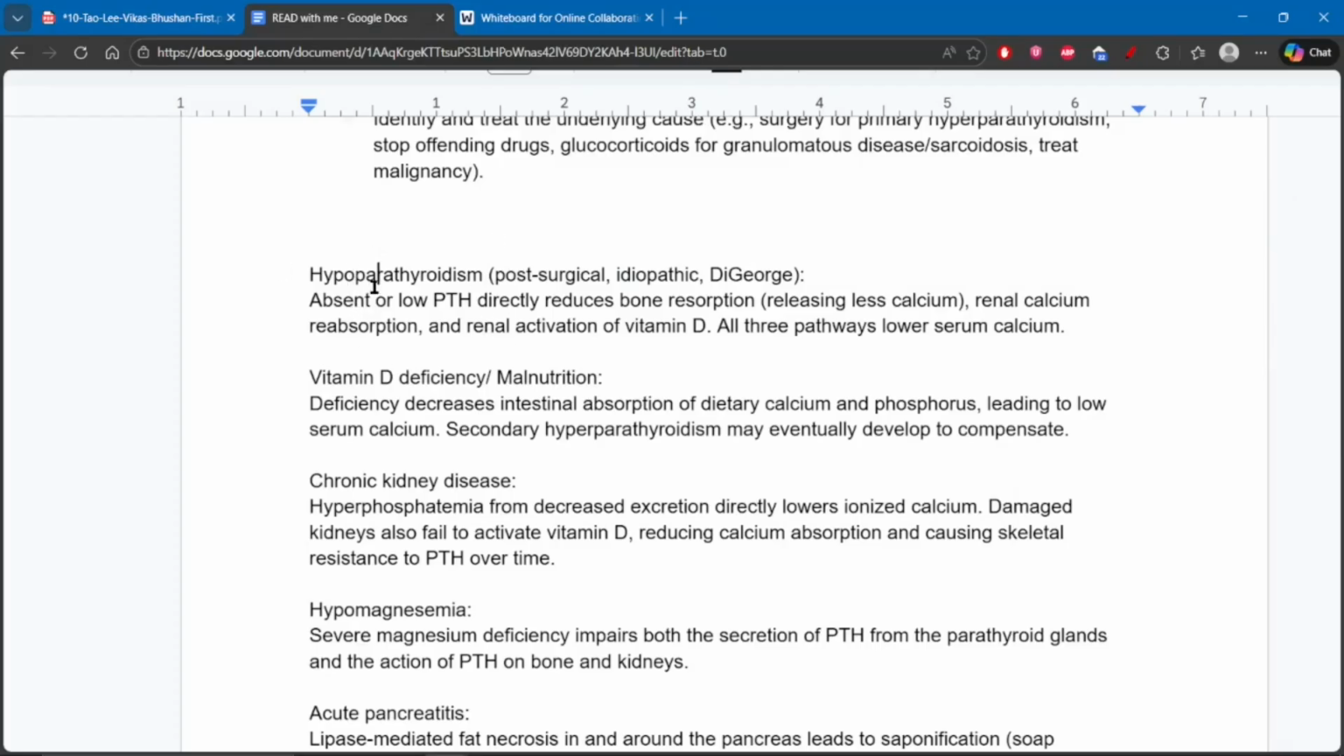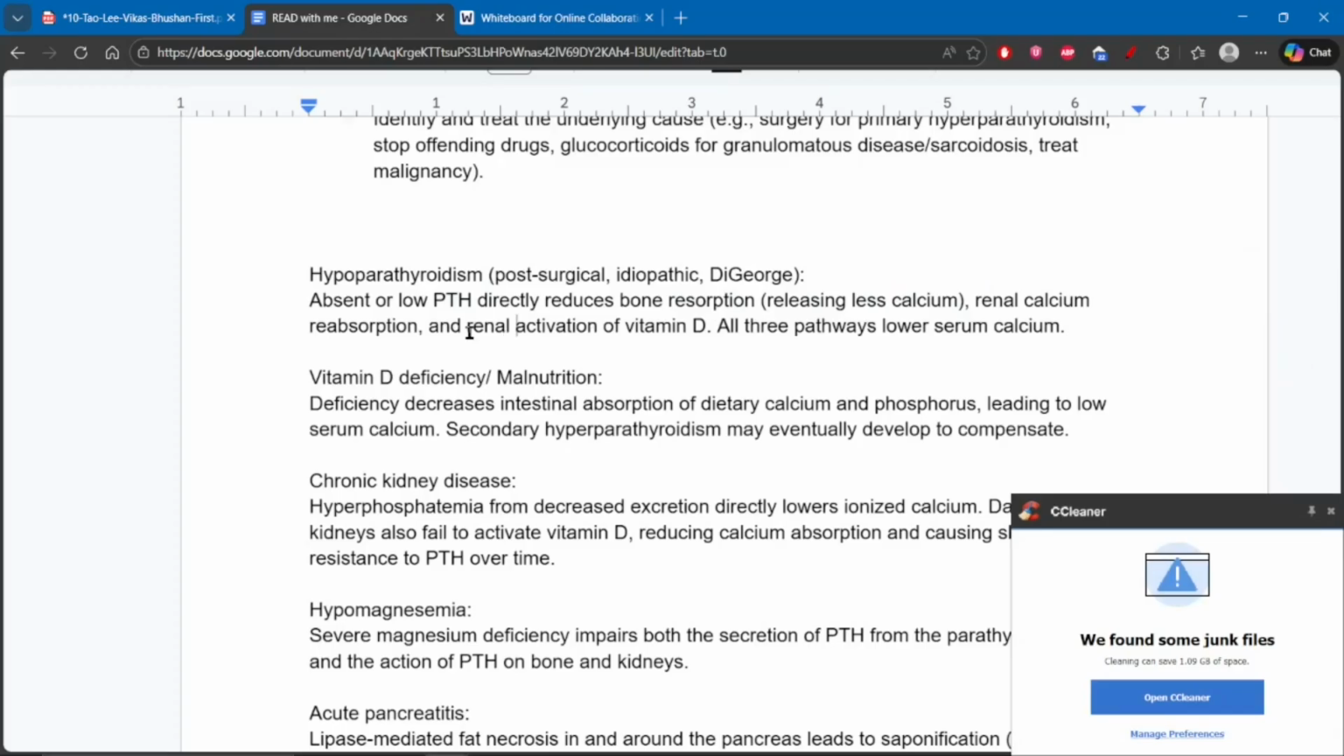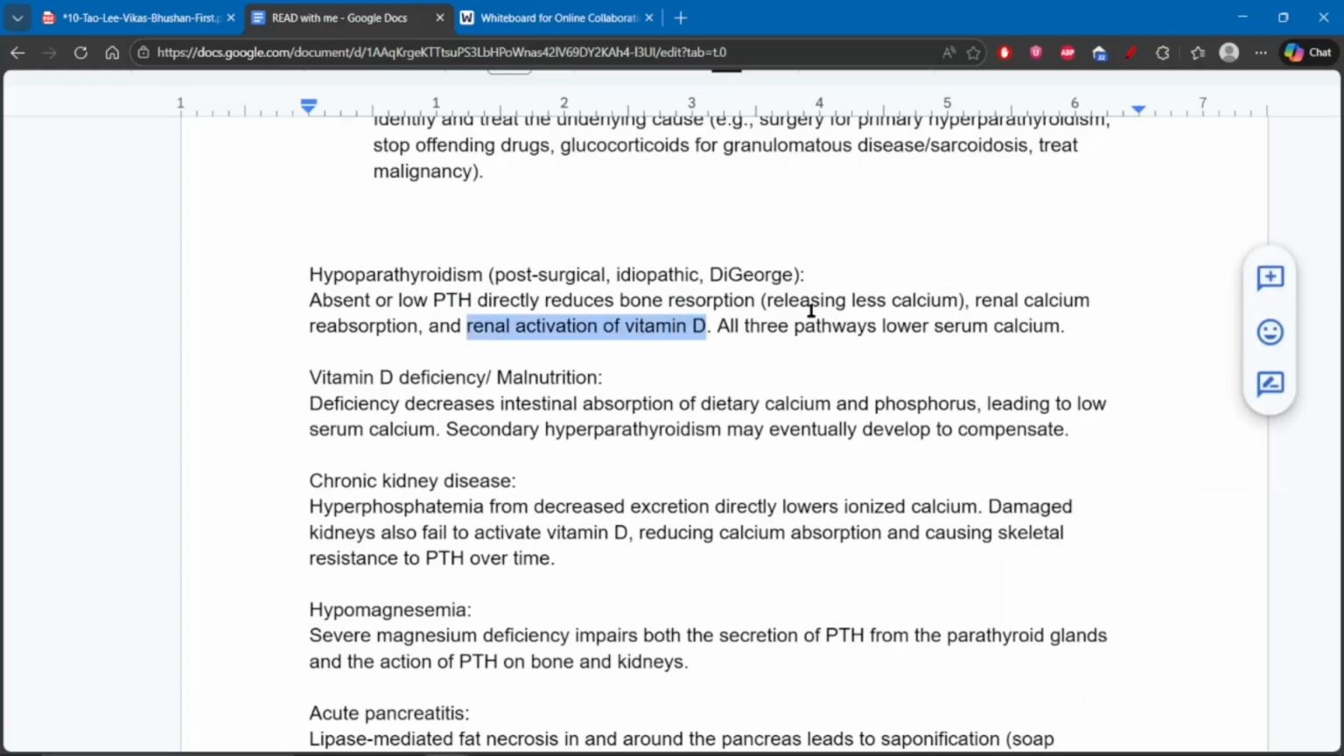How does hypoparathyroidism lead to hypocalcemia? Well, hypoparathyroidism will lead to low PTH, which directly reduces bone resorption, releasing less calcium. Renal calcium reabsorption is also decreased, and renal activation of vitamin D is also decreased. So all three pathways lower serum calcium. All of these three are directly functions of PTH. So when PTH is low, all of the three functions will not occur. That is how you will get hypocalcemia.